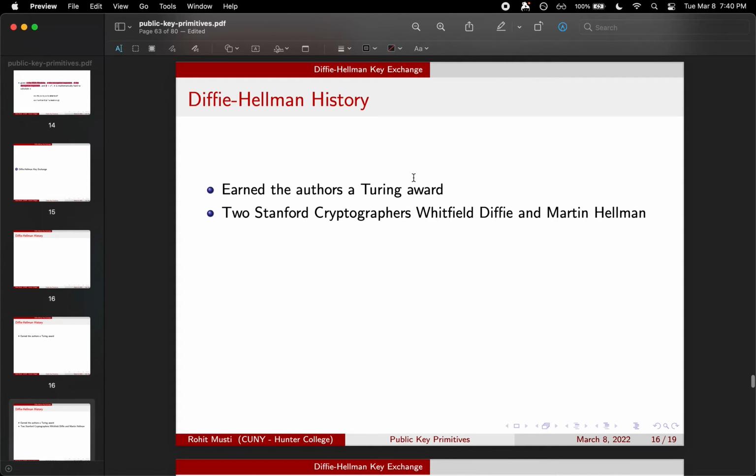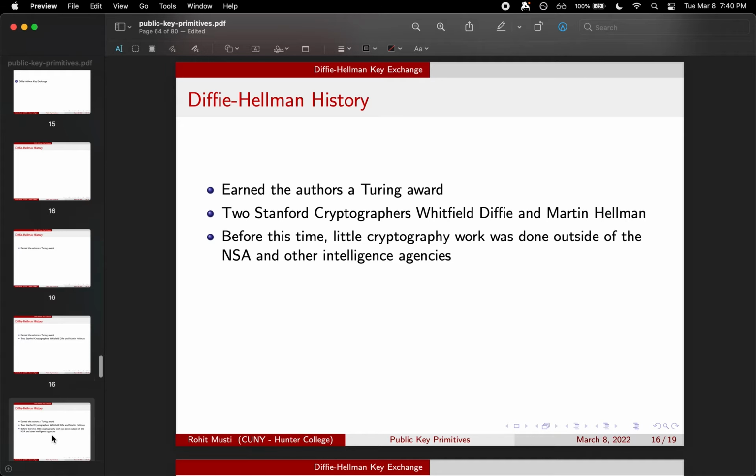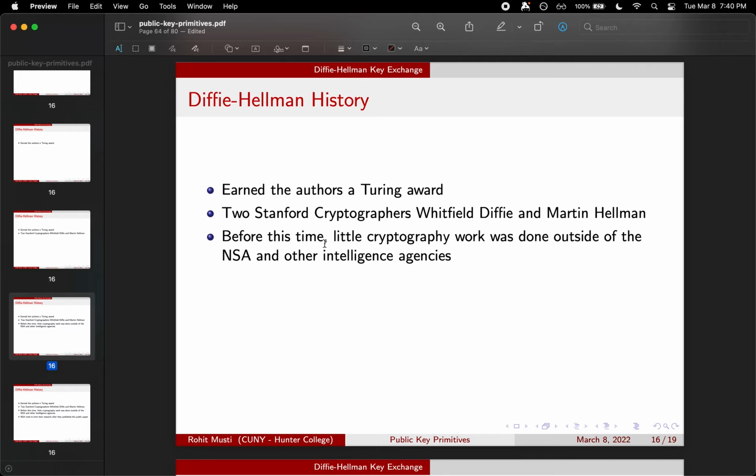So yeah, Diffie-Hellman earned the authors a Turing Award. The authors are Diffie and Hellman, two Stanford cryptographers, Whitfield Diffie and Martin Hellman. Stanford, MIT, two universities that play there. Before this time, there was very little cryptography work outside of the NSA and other intelligence agencies.